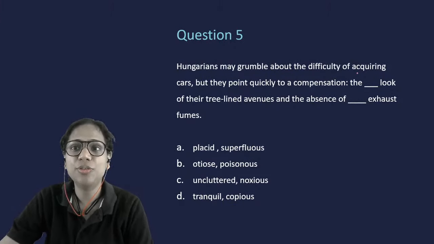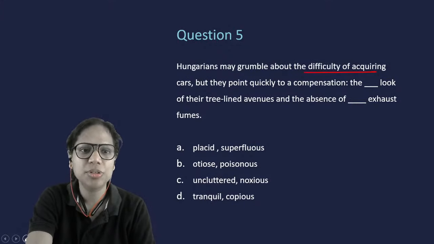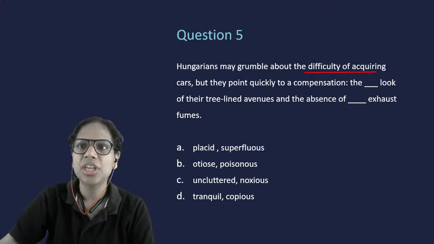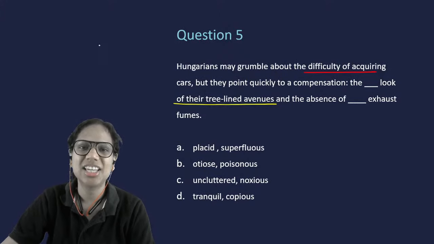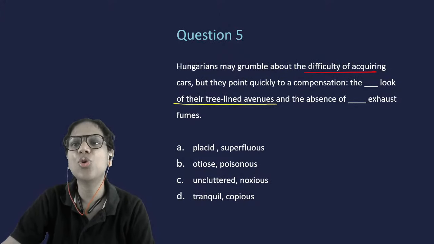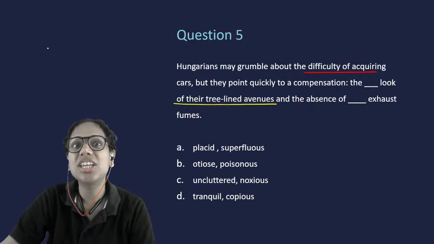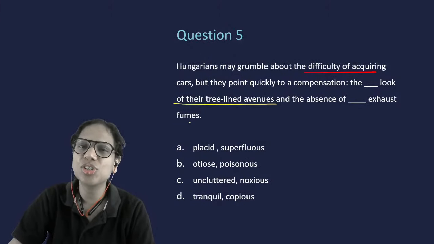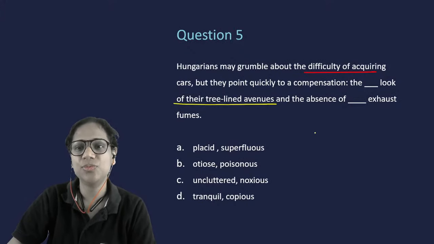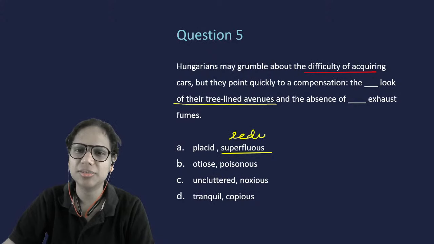Hungarians may grumble about the difficulty of acquiring cars, but they point quickly to a compensation. So what is that compensation? The dashed look of their tree-lined avenues, right? So the compensation of not being able to have cars is this, that they have tree-lined avenues, right? And the absence of dash exhaust fumes. And there are no exhaust fumes also when there are no cars. So the absence of superfluous would mean redundant.